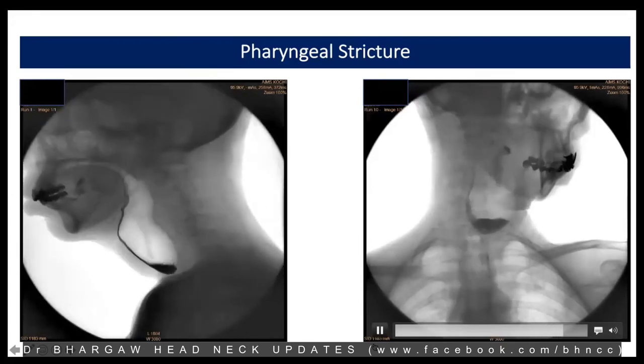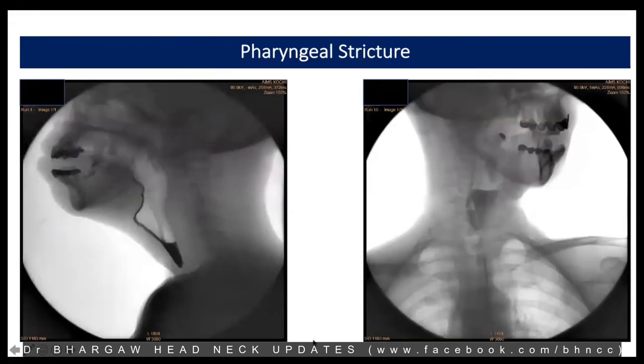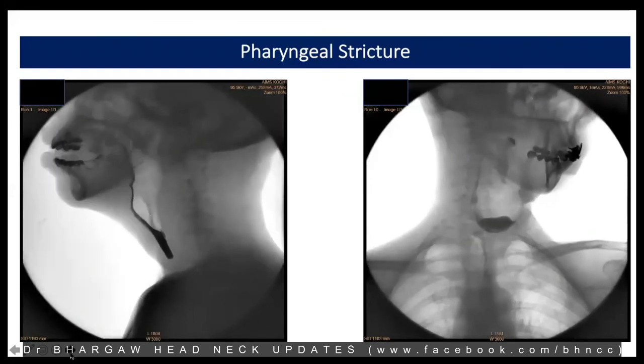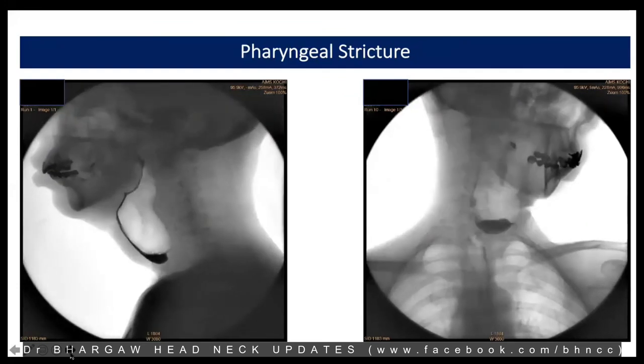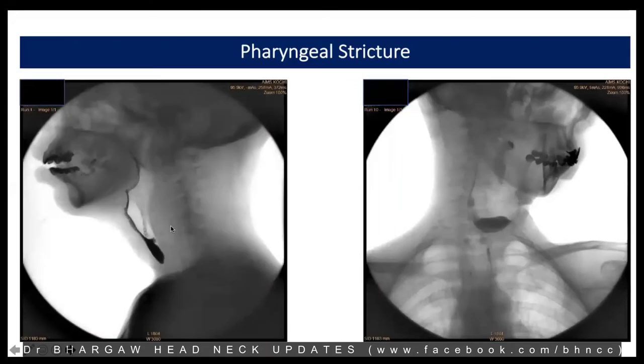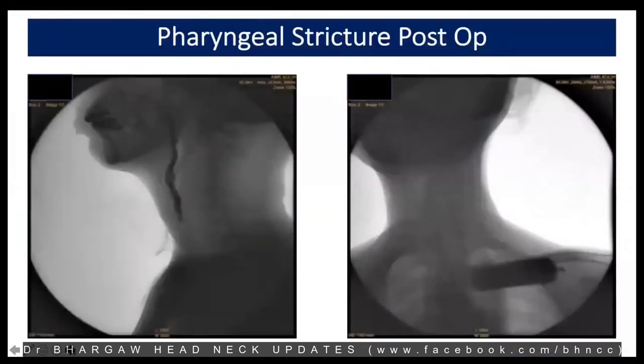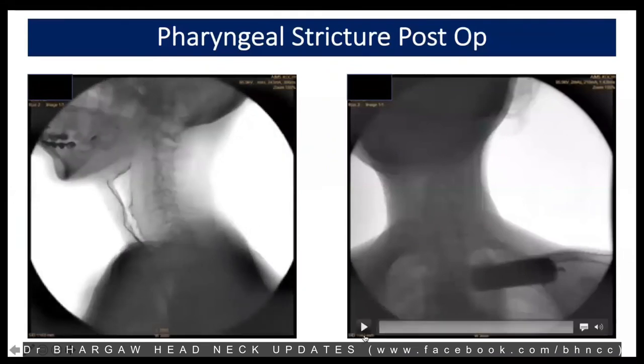So she was really, really struggling. Her quality of life was very much affected, and no amount of rehabilitation or exercises helped. We were a bit stumped, wondering what to do. So finally, we had to go back, open up, resect the stricture, and do a gastric pull-up. That helped with the swallowing, and she had a very comfortable quality of life. And this is her function post-op.